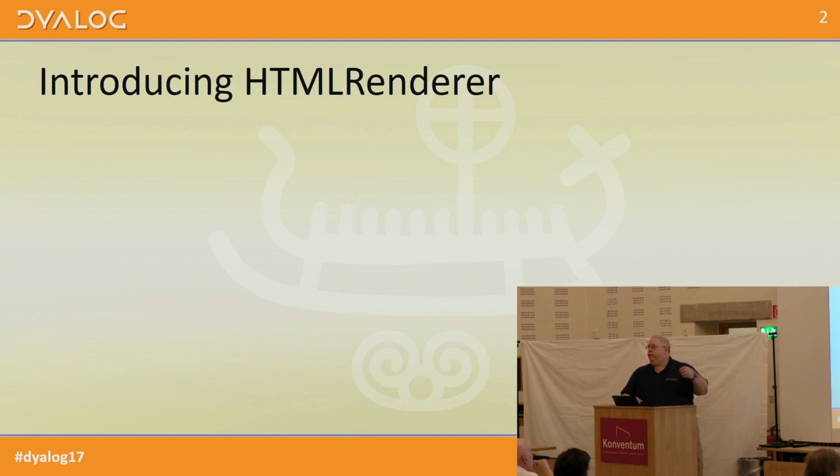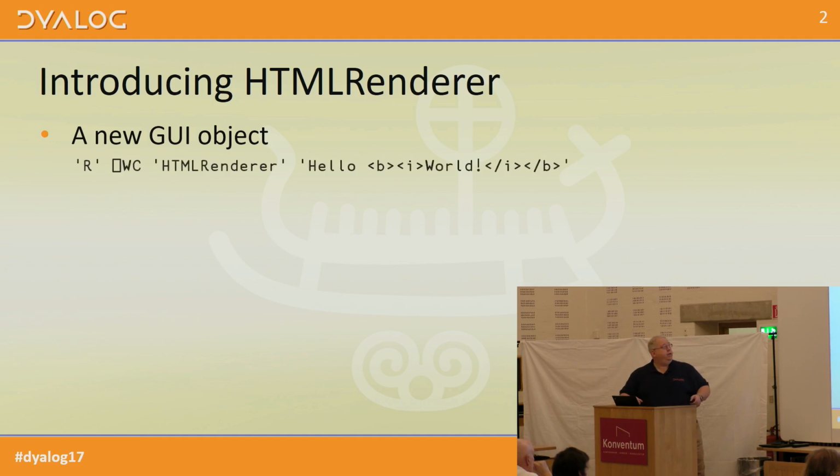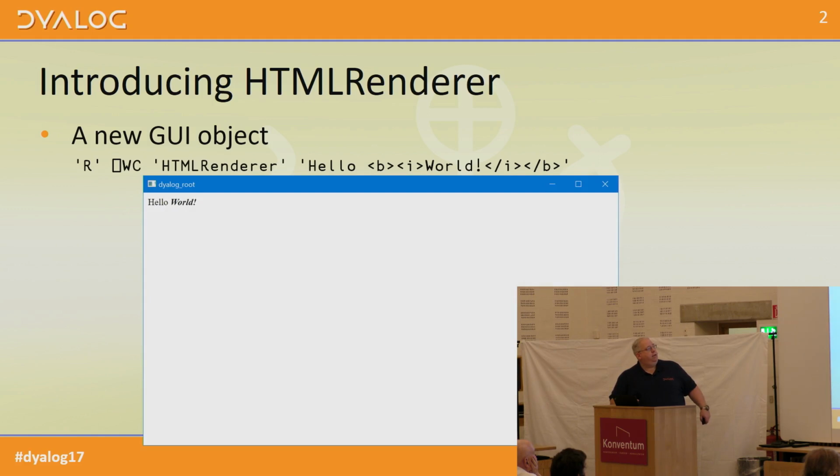So today I'm going to talk about the HTMLRenderer. And it's a new GUI object. So you actually create it with Quad WC, which will run on all platforms. And here we're creating a new instance of an HTML renderer, and we're giving it a little string of some HTML. And you can see that over here we've got a bold and an italic tag, and so world is in bold and italic, and it just works.